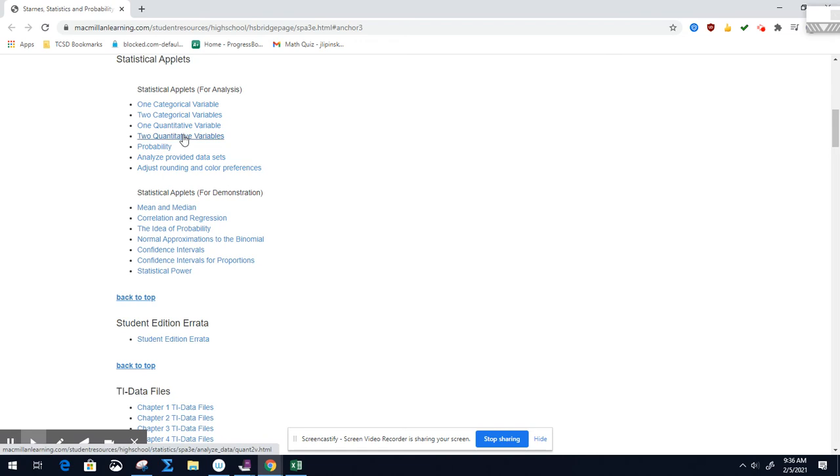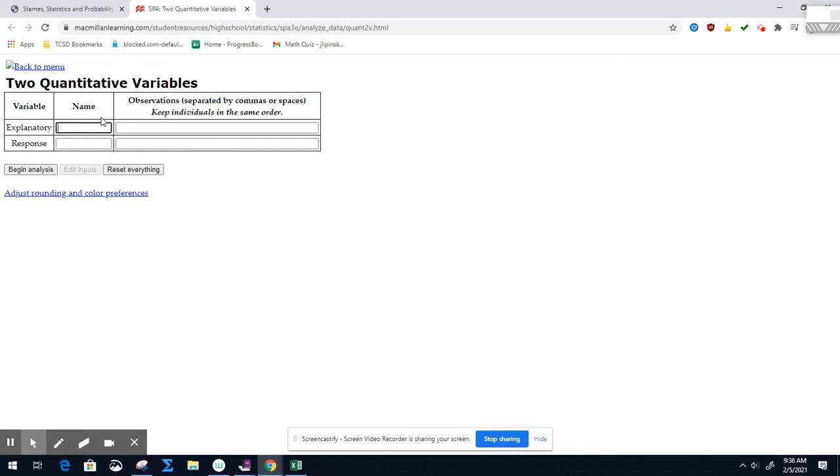Again, we are in two quantitative variables now. So this is going to pop up. And what's our explanatory? We have dash time, so our 40-yard dash time, and that's in seconds. And then our response was the long jump distance, and that was in inches. We have to make sure that we put these in the same order. These are ordered pairs, remember?